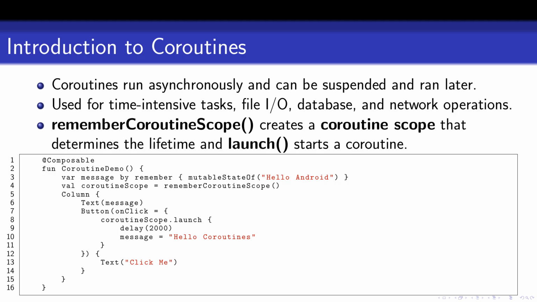Coroutines let you write asynchronous code in a sequential style. They can be paused and resumed later, and they don't block threads. This makes them perfect for work like API requests or database transactions. In a composable, you create a coroutine scope using rememberCoroutineScope, and then launch a coroutine with the launch function. For example, when a button is clicked, a coroutine might wait 2 seconds before updating a message. This non-blocking delay is smooth and efficient.